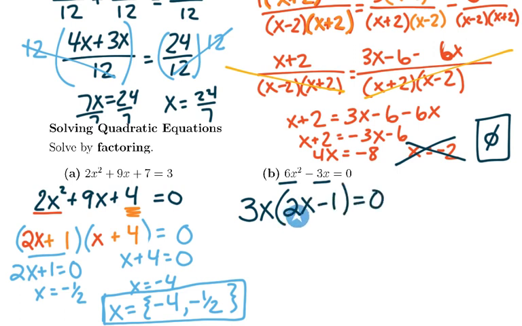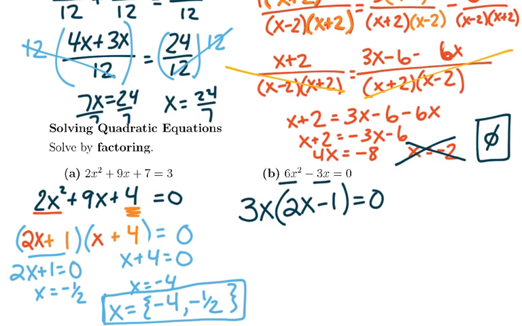You can get these quantities by dividing. 6x squared divided by 3x would be 2x. Negative 3x divided by 3x would be negative 1. You're always welcome to check that you factored out a GCF correctly by distributing back in and making sure it matches the previous step.